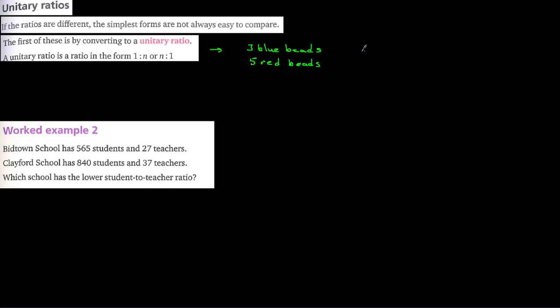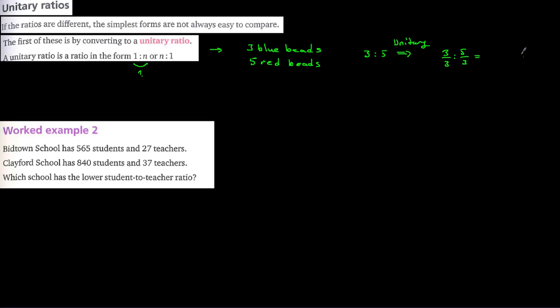The ratio blue to red is going to be 3 to 5. This is the ratio, but if you want to write this one in unitary ratio, I need to divide by one of them. I can divide like this. Let's say this is the first form, so I'm going to divide both sides by 3, 3 divided by 3, and 5 divided by 3.